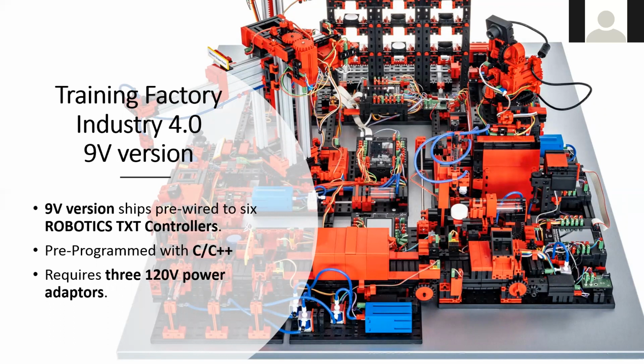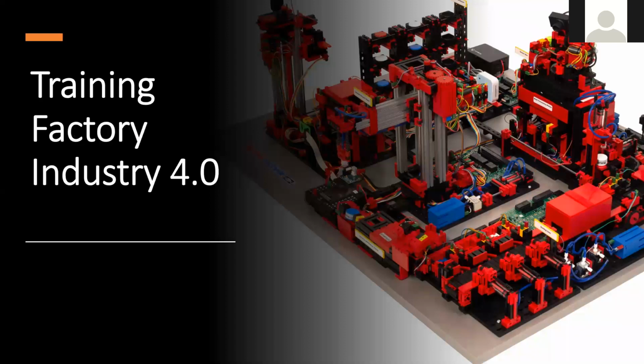get started quickly. This 9-volt version will require the addition of 3 120-volt power adapters, the ability to access the internet, of course, as well as a tablet or a device for accessing the cloud-based dashboard. The dimensions for these models are approximately 39 by 31 by 16 inches, and they have a weight of approximately 51 to 53 pounds, again, depending on the version that you purchase. Now, as with the 2 factory simulation models we discussed previously, we do recommend the optional travel case to help protect your model during transport or storage. And that is the Training Factory Industry 4.0, again, available in both 9-volt and 24-volt variations.